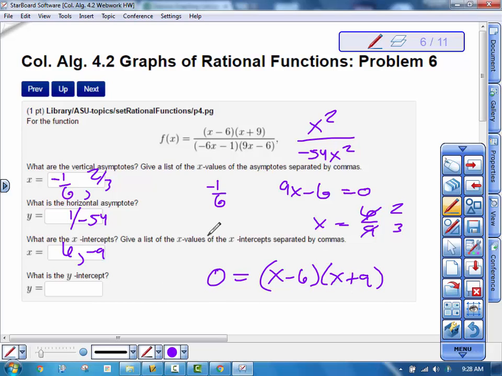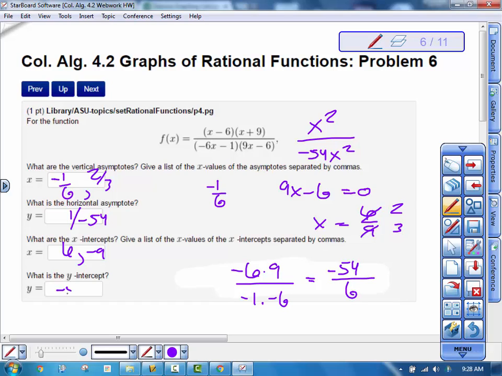And then the last thing is the y-intercept, which is where x is 0. So plug in 0 for x, and you get negative 6 times 9 in the top. You get negative 1 times negative 6 in the bottom. That turns into negative 54 over 6, which we can simplify to negative 9.